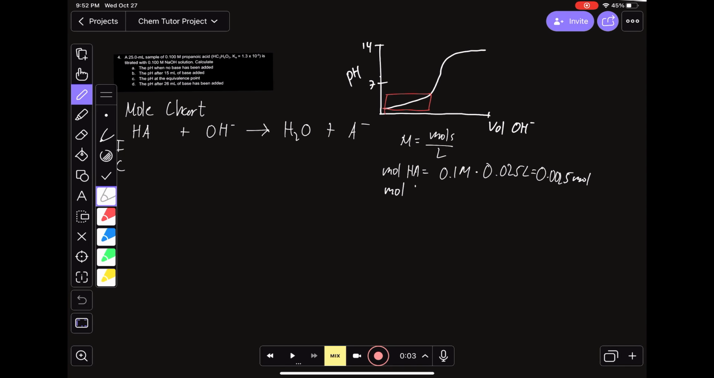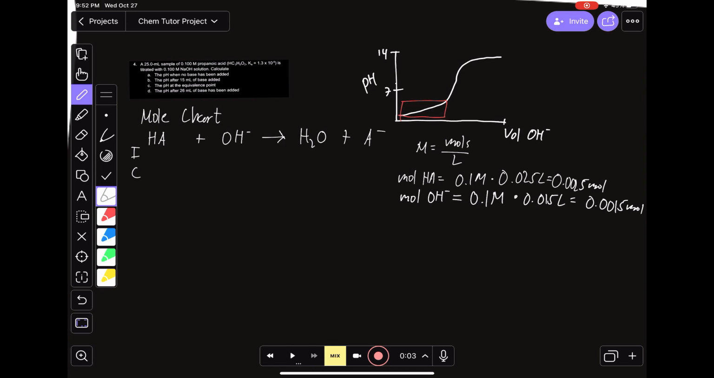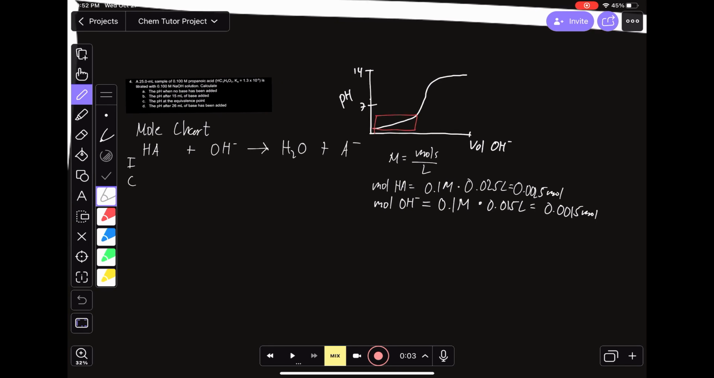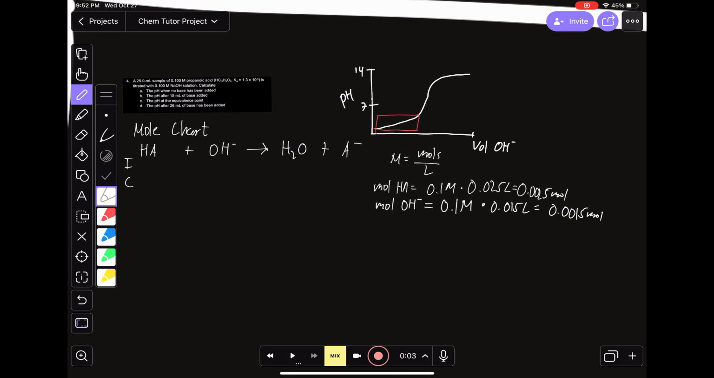We have to do the same for the base, OH minus. Luckily, pretty similar. The base also has 0.1 molarity. Multiply that by 0.015 liters, and we get 0.0015 mole. Let's plug those values in right here. So we have 0.0025, 0.0015, and our initials for water and the conjugate are 0.